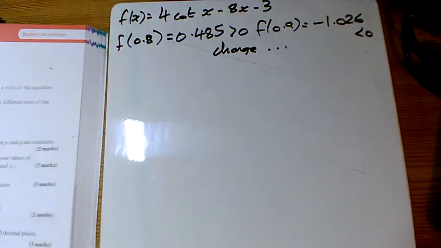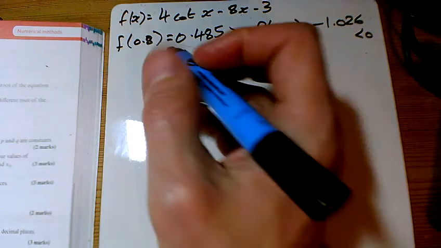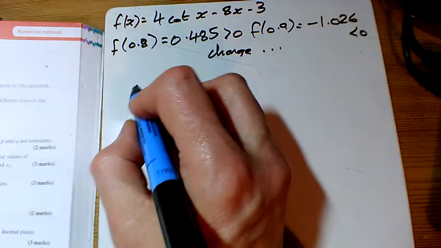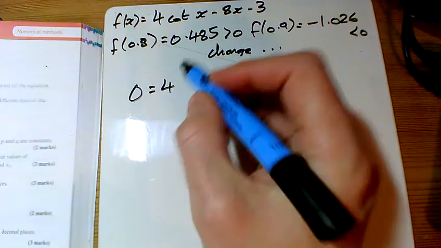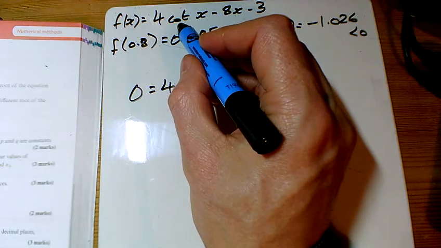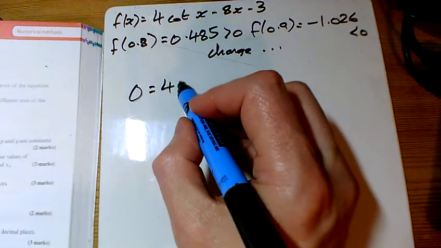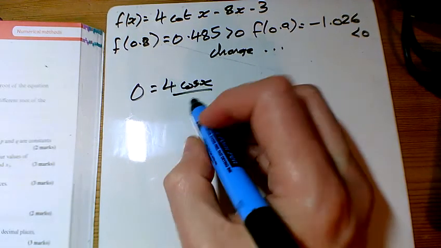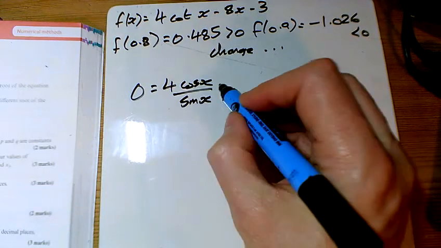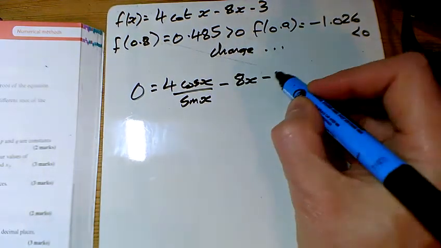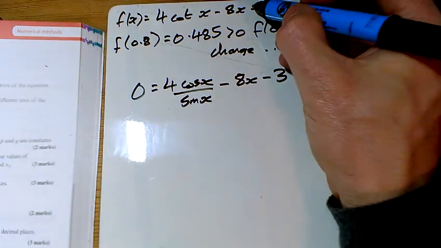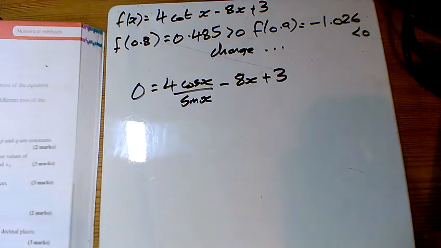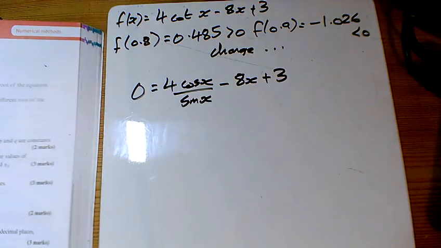For part B, we've got to do some rearranging. So we're going to make this thing equal 0. So 0 equals 4. Look, you can see it's going into coses and sines. So let's write this cot as cos x over sine x as I write it out. Minus 8x minus 3. It should be plus 3, but never mind. I did that on the calculator.